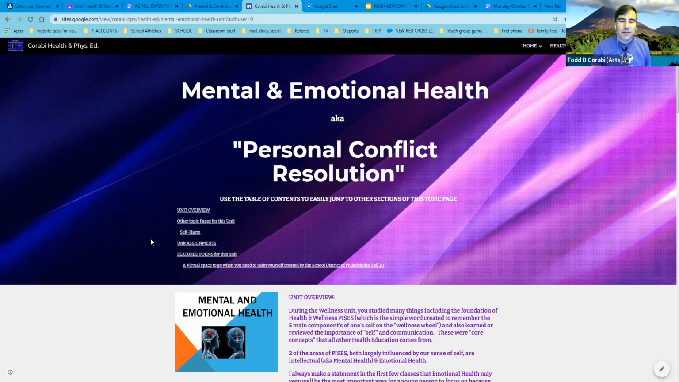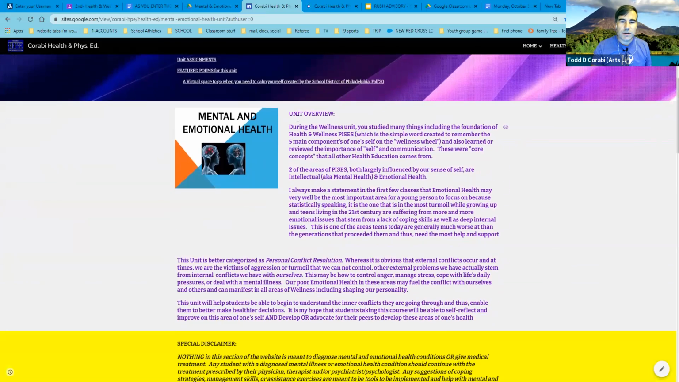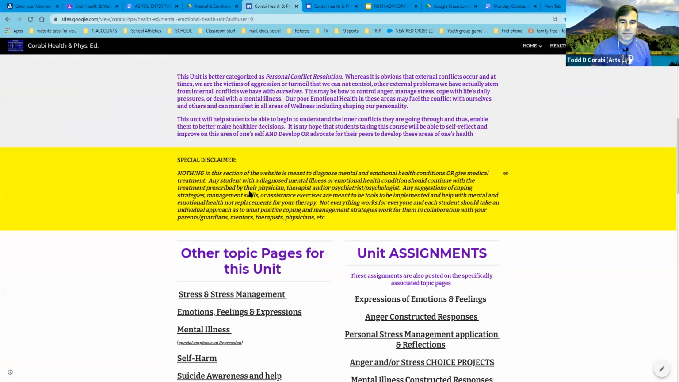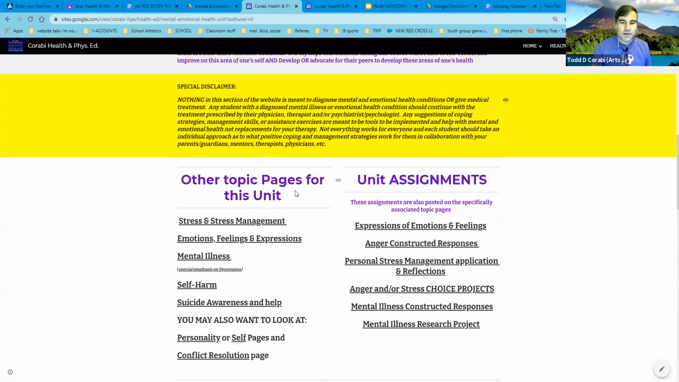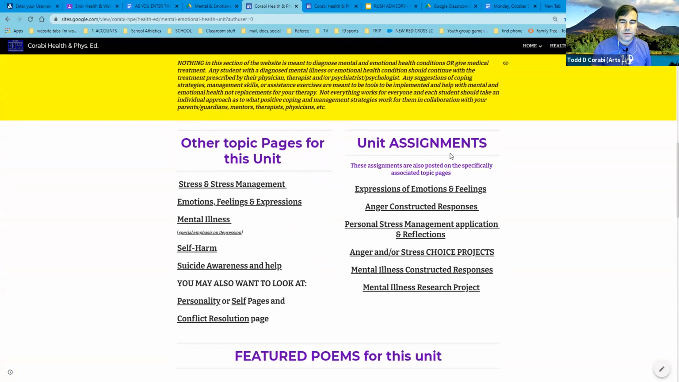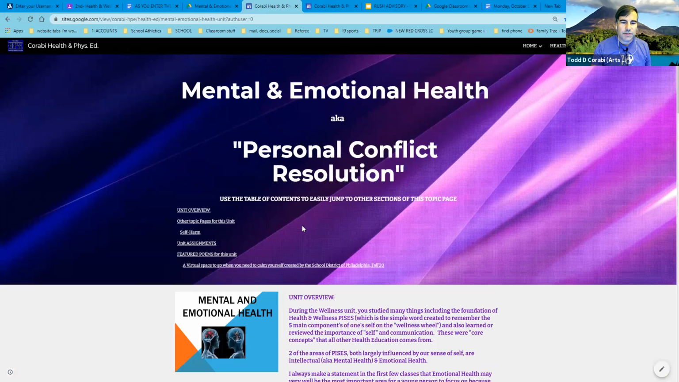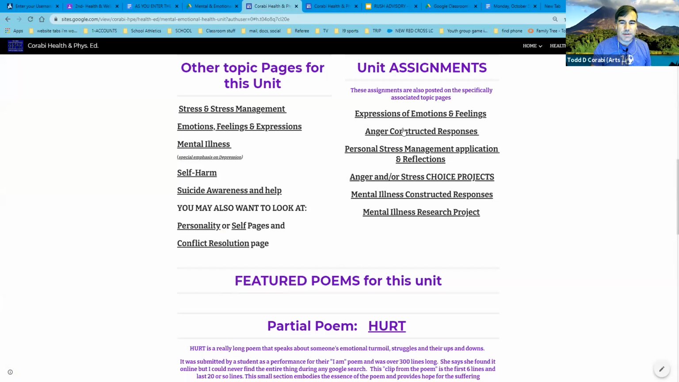But anyway, I can scroll down and read a unit overview, which is important. I can read my special disclaimer. And then I can see other topic pages for this unit or unit assignments. Now, let's say that I just want to go down to the assignments right away. I click unit assignments and it takes me down to that section.